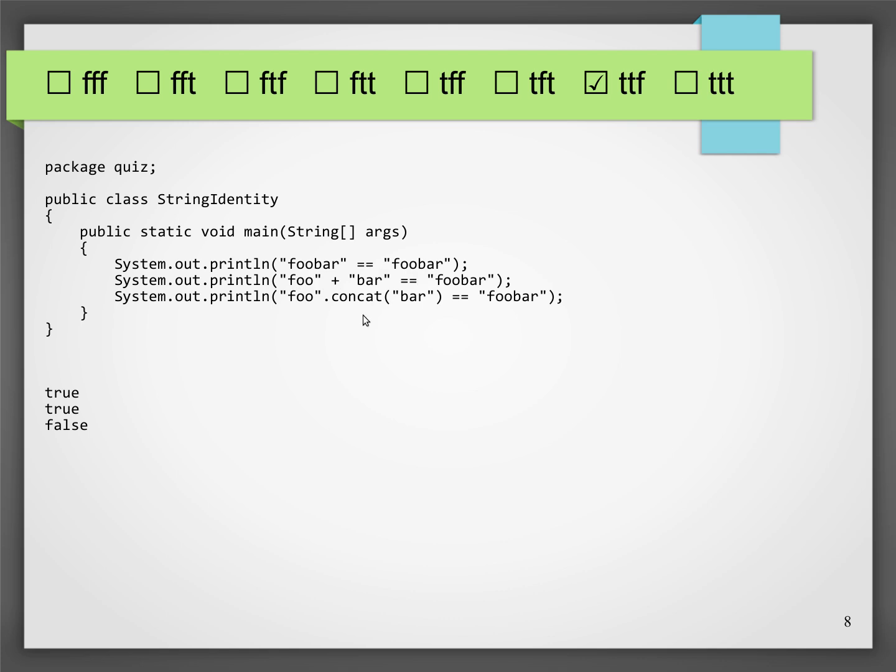But if you use the concat method or any other method, they will be executed at runtime. Right. I suggest that you don't learn these special rules, but instead you should always use the equals method, not this operator. Then you won't get any surprises.